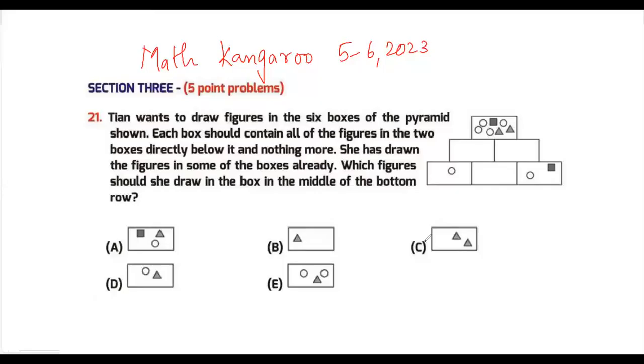Hello friends, today we will be doing Math Kangaroo level 5 and 6, year 2023. We will be doing the 5-pointer questions.